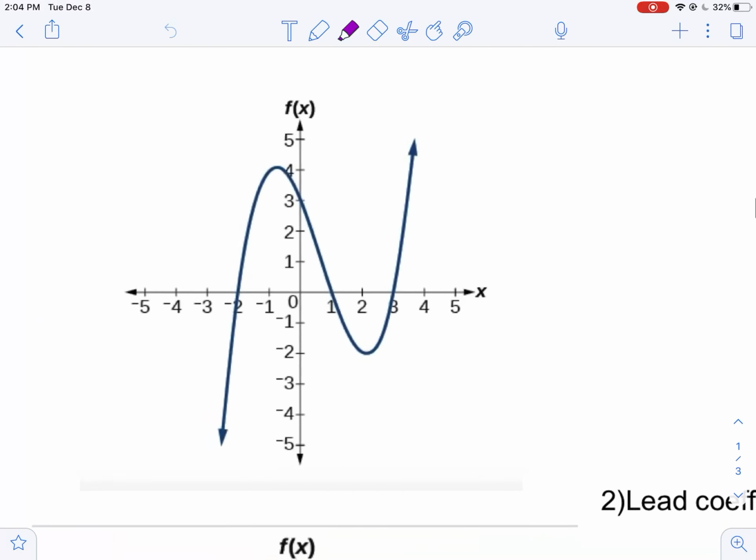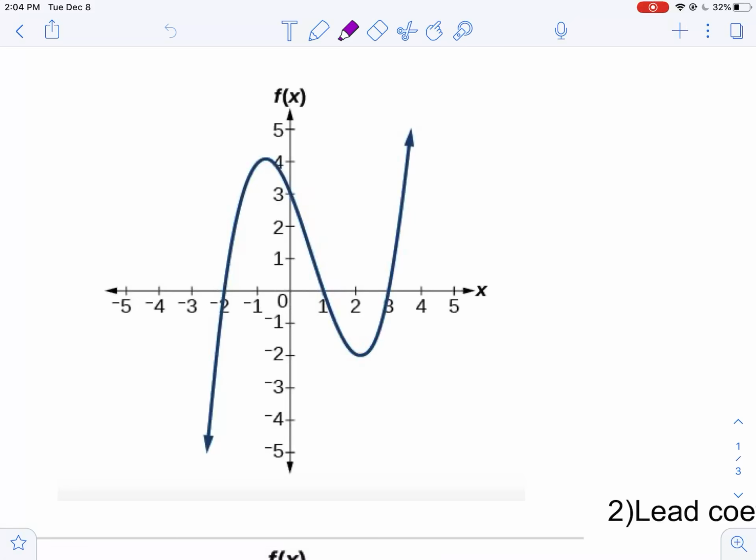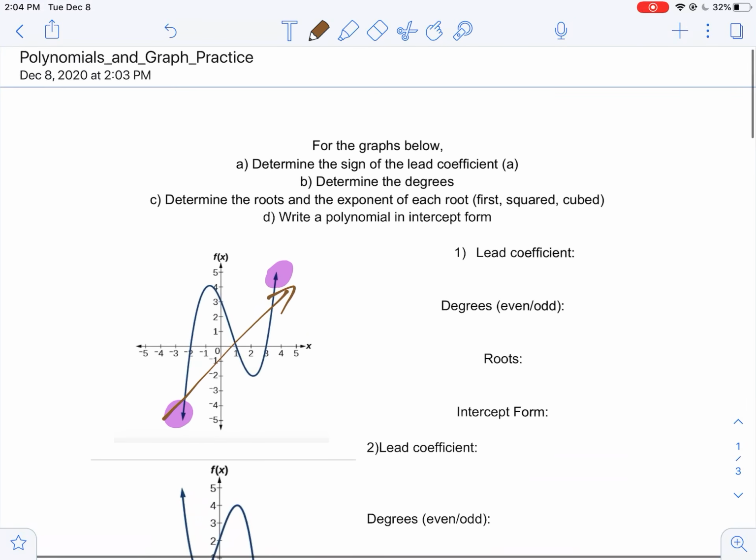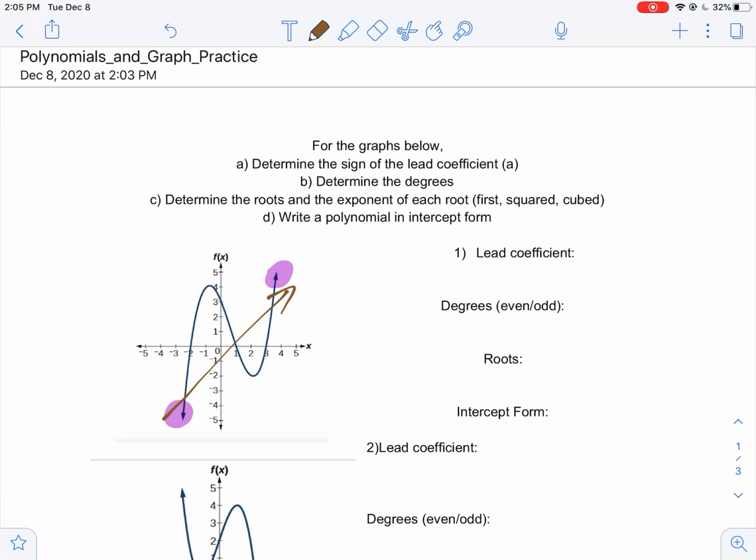Now, as far as the lead coefficient, what you want to look towards is where does your function begin and where does it end? I notice mine begins down here. And the ends, well, again, it doesn't really end or begin because there are arrows here, but you get the impression. If I look, it's going in an upwards direction, which means it's going to be positive.